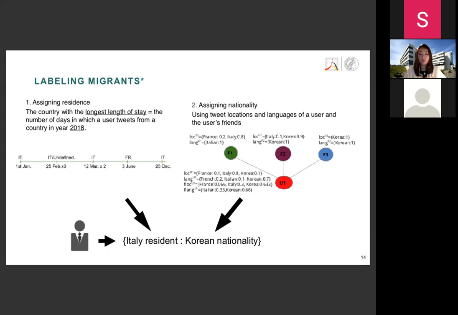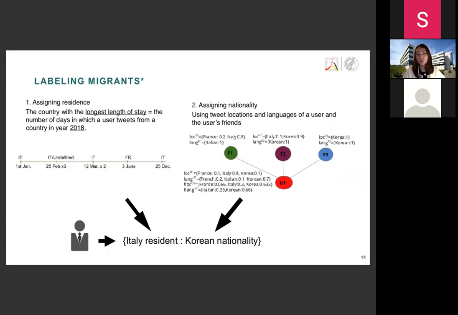I don't know why the quality of the image is quite bad, but the first row here, I don't know if you can see my mouse, but the first row here next to the U1 is indicating location. Second row is the language. So after looking at the location and language of the user itself, we also looked at the user's friends, meaning we looked at the frequency of the tweet locations and languages on average.